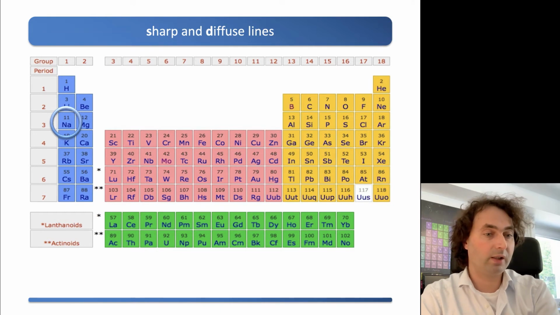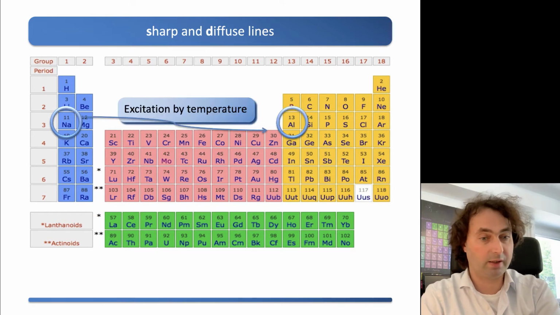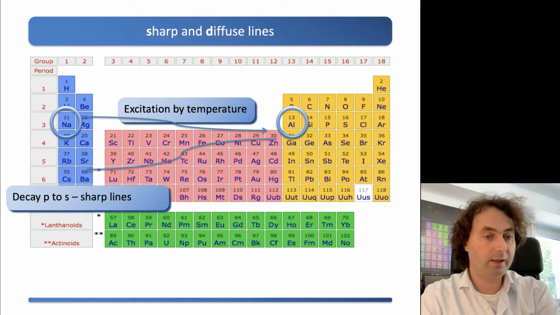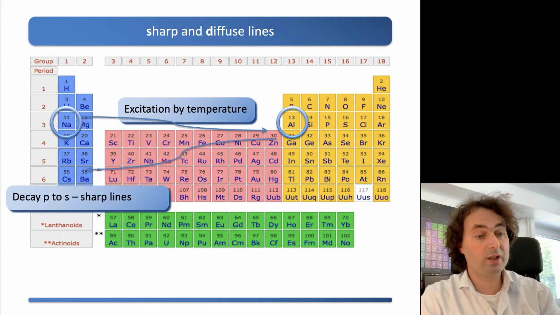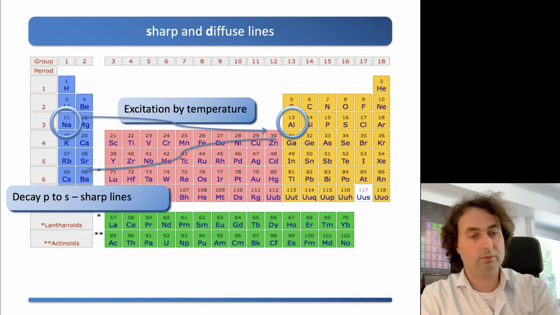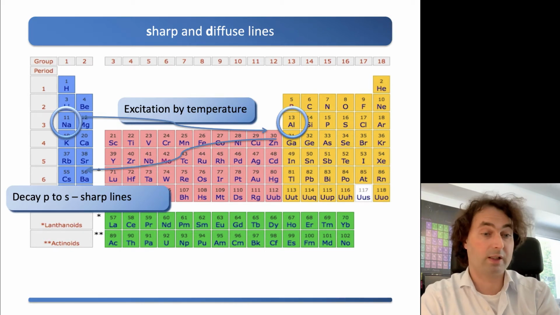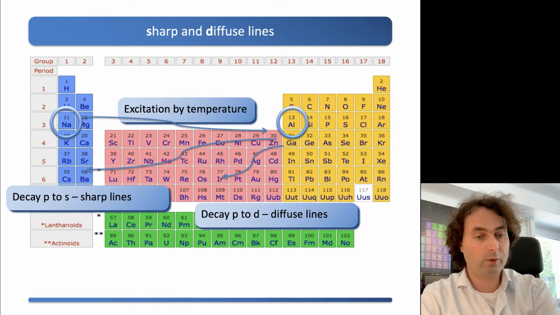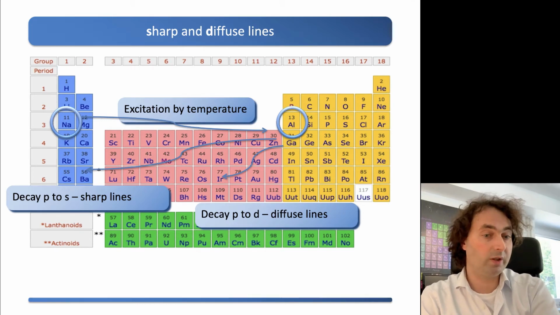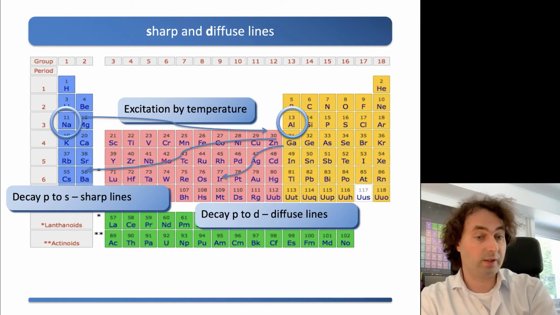If you take an alkali metal, sodium in this case, and you heat it up, then an electron from the S shell is excited into the P shell, the 3s to the 3p, and then it can decay. It can either decay into an S shell, giving rise to sharp lines, that's what the S stands for, or it can give rise to diffuse lines when it decays back into a D shell, which is what diffuse stands for.